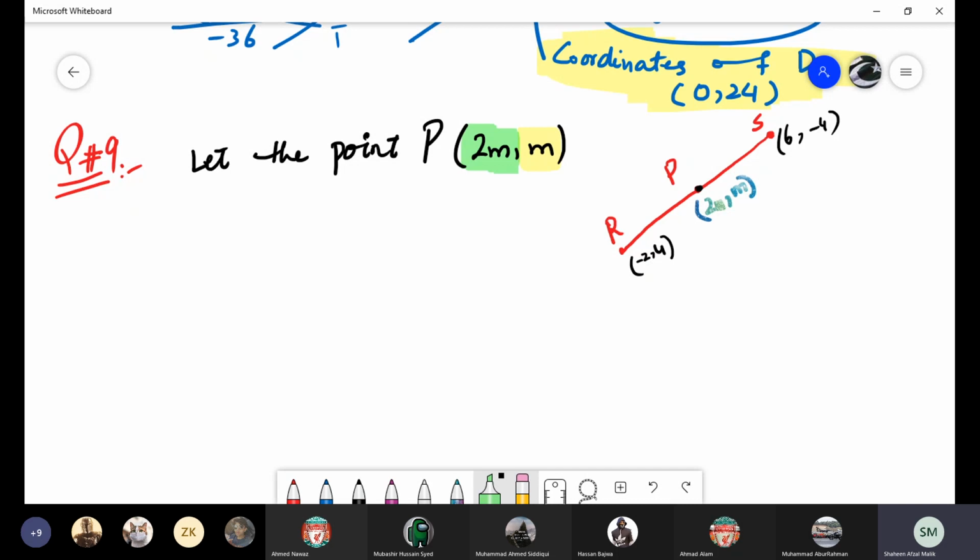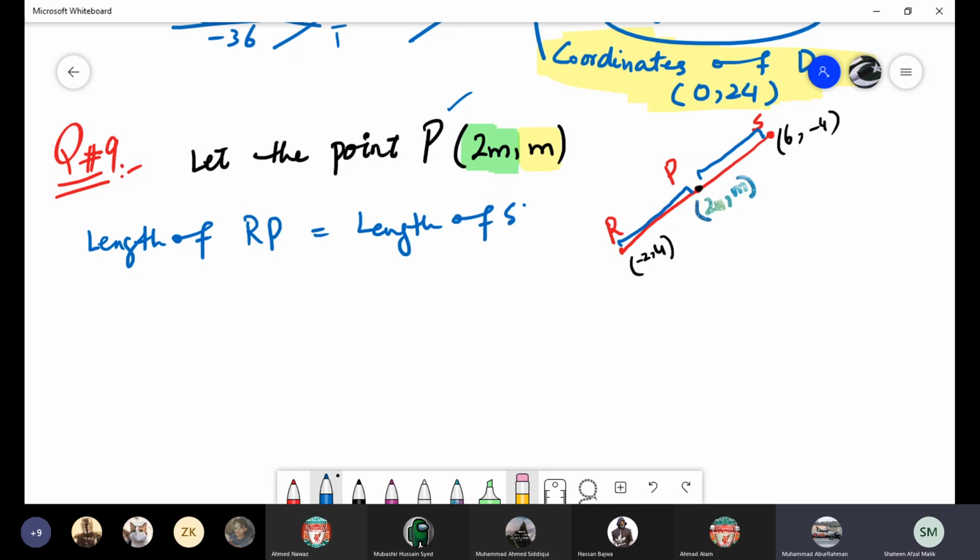So here we will use the distance formula. We will find the length of P and R, and point P and S, and in this way we will find the missing number. So what is the length formula again? Under root, it will be x2 minus x1 whole square. Length of RP is equal to length of SP or PS, whatever you want to write.